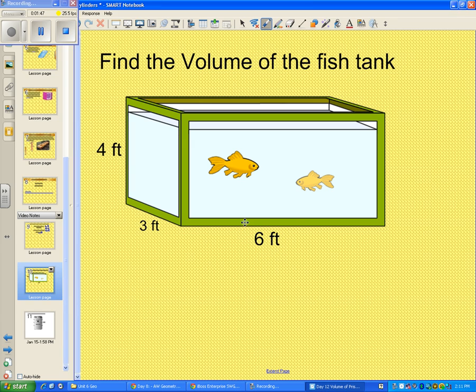But again, if it was a triangle-based prism, we'd find the area of the triangle and then multiply it by the distance. So if this was a triangle-based prism, we'd have to know what the area of the triangle is before we multiplied it by the distance, which I'm going to call 6 feet between them. So I'm going to treat this side over here as the base, but it doesn't really matter for this prism. So the volume of this, let's just go with volume.